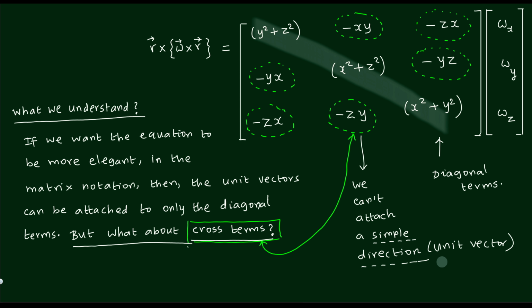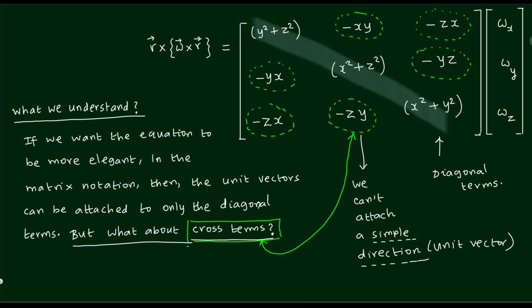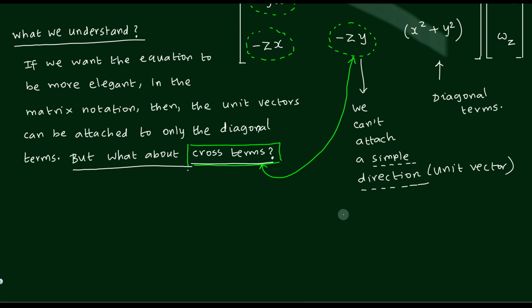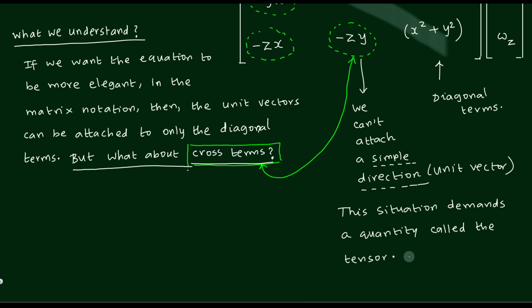So you are now in a situation where expressing in unit vectors is difficult, and therefore you have to discover a new mathematical entity. Entity means some object. That quantity we will call a tensor. That's what I'm writing. The situation is going to demand that we discover a quantity called tensor. So let me explain what a tensor is in plain language.